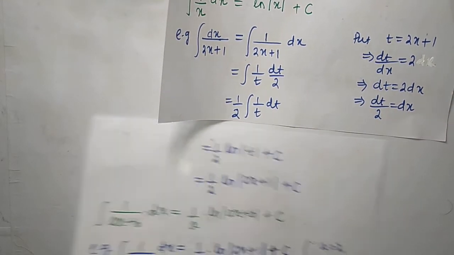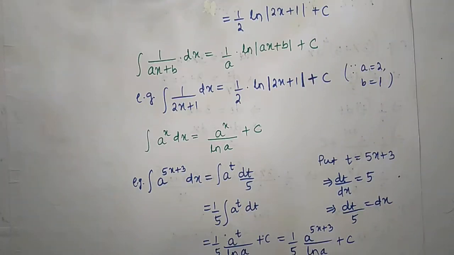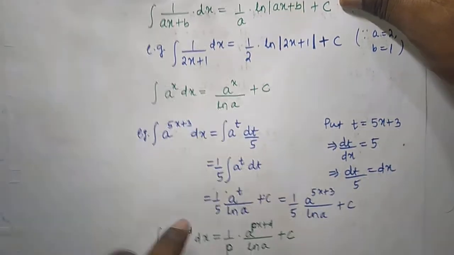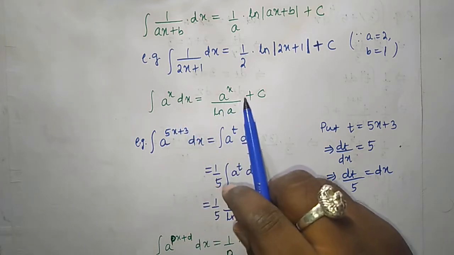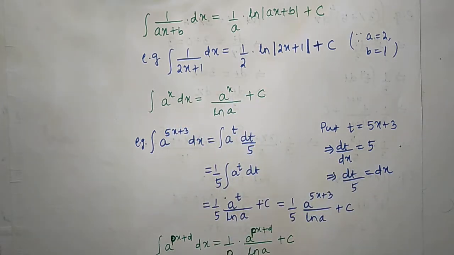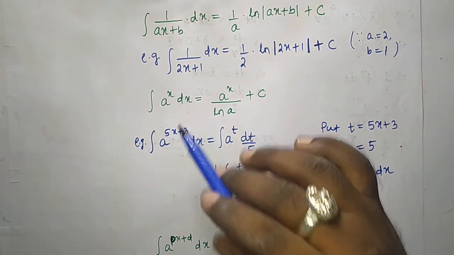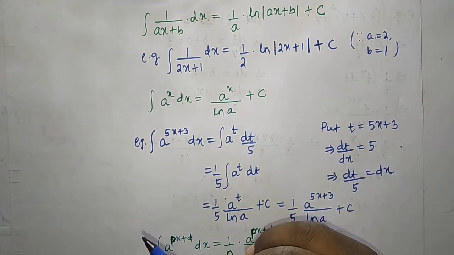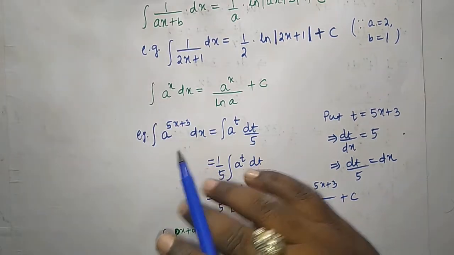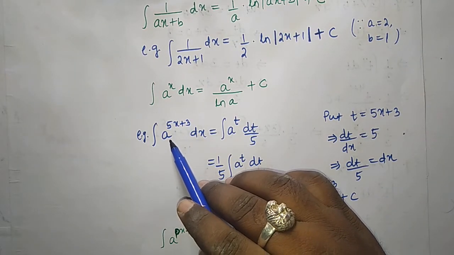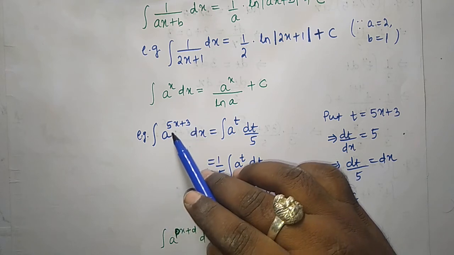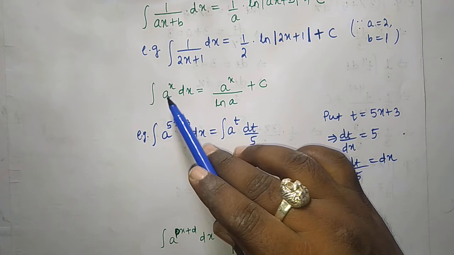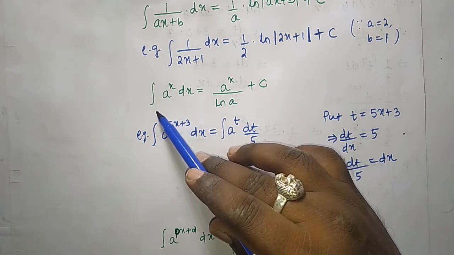Okay, got it. Now come to another example. Here you know this formula: integration of a to the power x is a to the power x divided by ln a plus c. For example, I have given here a to the power 5x plus 3. You have to find the integration of a to the power 5x plus 3. This example is in this form.